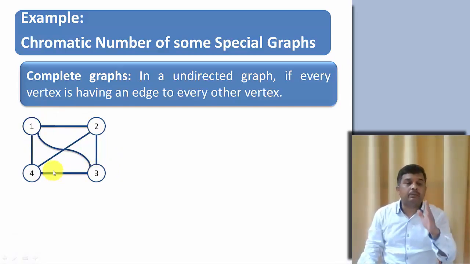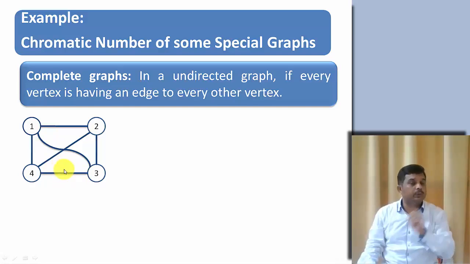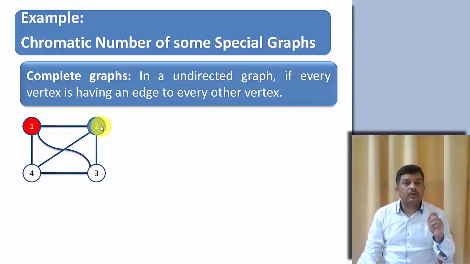What will be the minimum number of colors needed to color this particular graph? This is the question. Basically, if I mark the first node as red, can I give the second node red? No. I cannot mark it as red because 1 and 2 are adjacent to one another. So I cannot give the same red color at node 2; I can give blue.